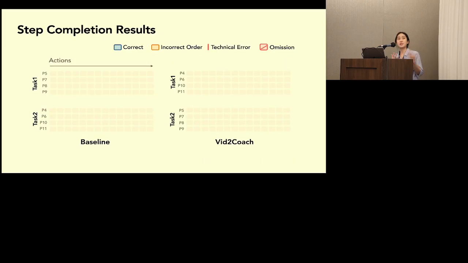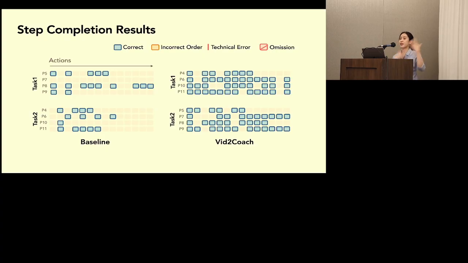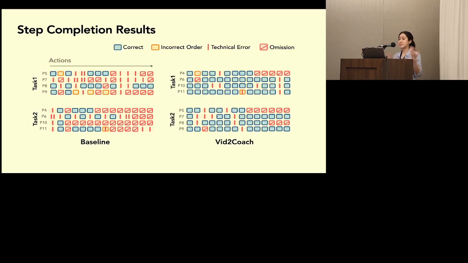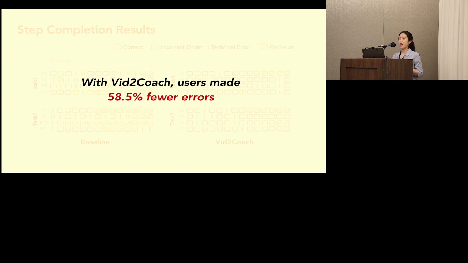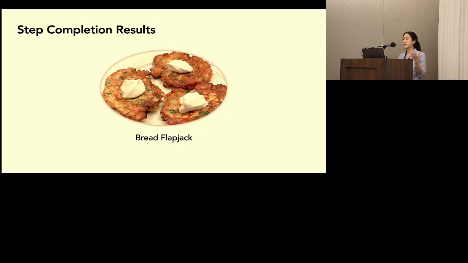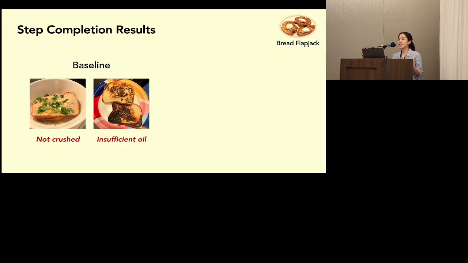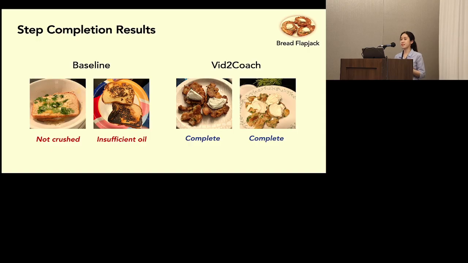Cool. Here we show the results of step completion, showing correct steps as blue and mistaken steps as yellow or red. Compared to the baseline, with Vid2Coach, participants made around 60% fewer errors in following the steps. Let me show you more examples. In the study, they made this bread flapjack, and this is how it's supposed to look. But in the baseline, participants often didn't know that they had to crush the bread or how much oil to add, and they also couldn't finish on time. And these are results with Vid2Coach, looking much closer to the reference image on top.